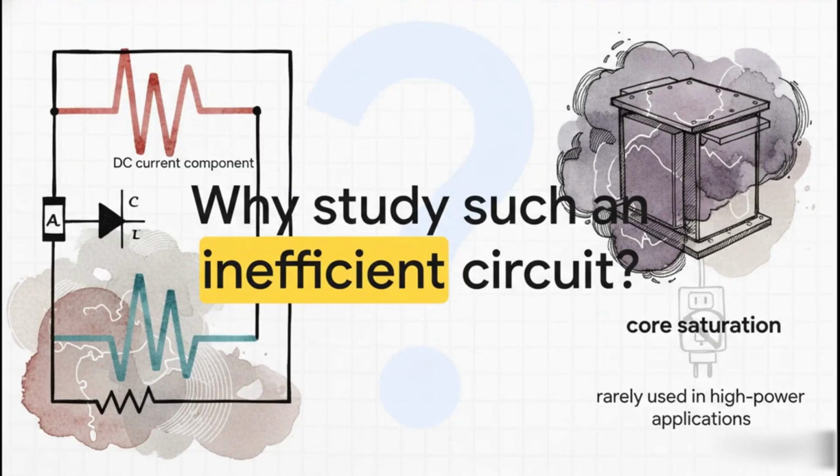Now, I know what some of you might be thinking. Half-wave rectifier, really? Aren't those things incredibly inefficient? And look, you'd be absolutely right. For any real high-powered job, you'd almost never use one. They push a DC current component back into the AC source, which is a huge no-no. It can actually saturate the core of a transformer. So, that begs the question, right? Why on earth are we dedicating a whole detailed explainer to it?